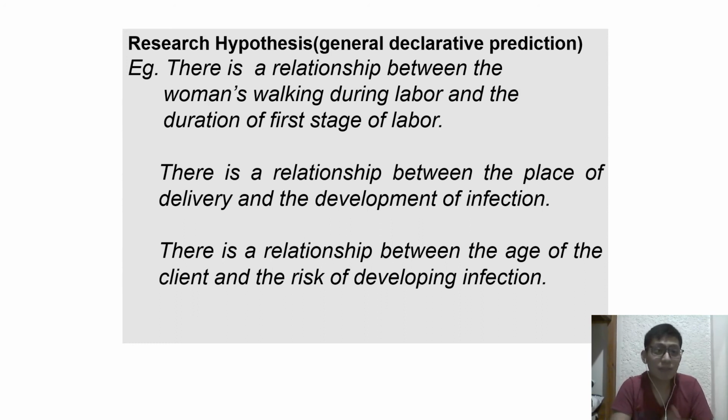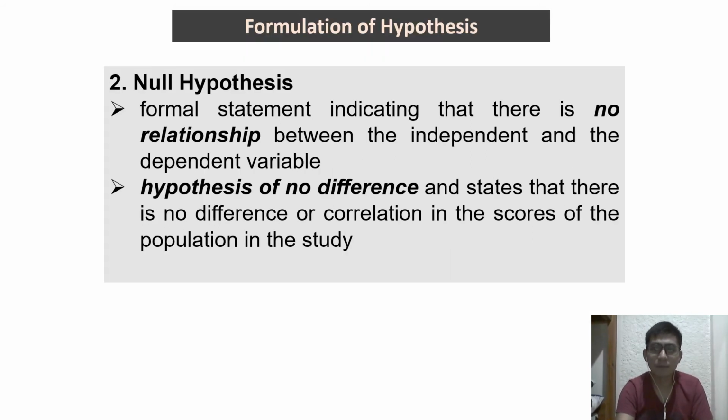There's a relationship between the woman's walking during labor and the duration of the first stage of labor. Other examples, there is a relationship between the place of delivery and the development of infection. Other example, there is a relationship between the age of the client and the risk of developing infection.